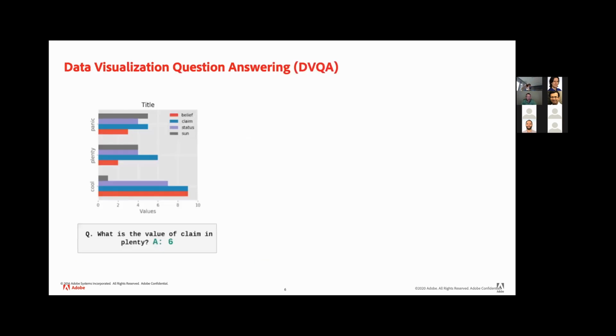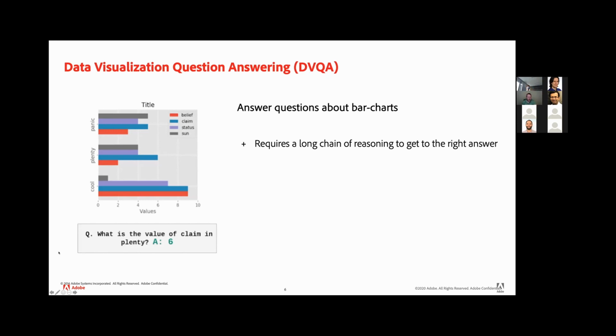On the other hand, if you have a chart and you ask a question about this, it's more specific. You need a long chain of reasoning to get it. So with this question, what is the value of claim in plenty? You'd have to figure out what claim is. It's this blue thing, and then you have to find plenty. It's over here, and you need to find the bar, and you need to measure it. There's a very specific chain of reasoning you need to follow.